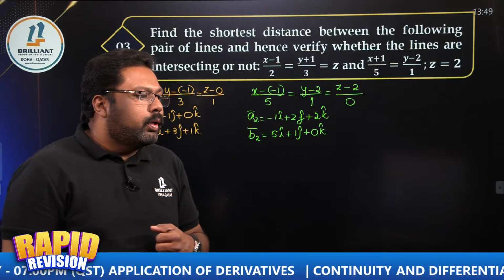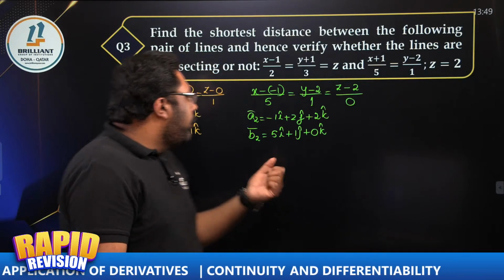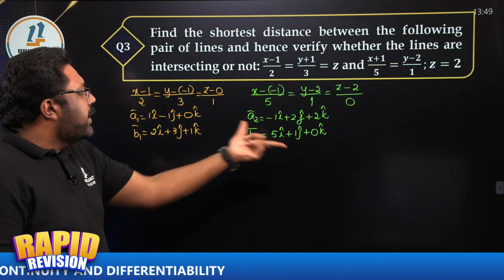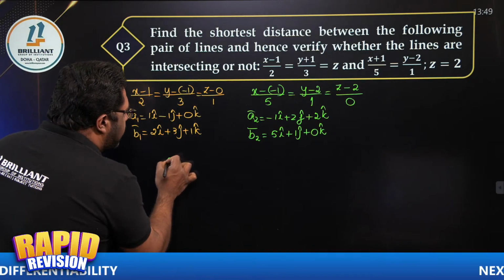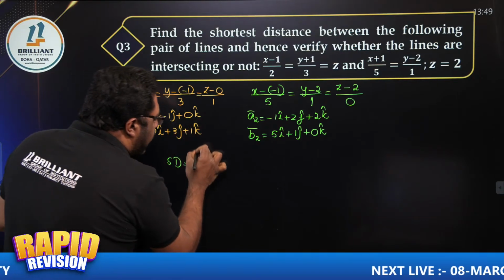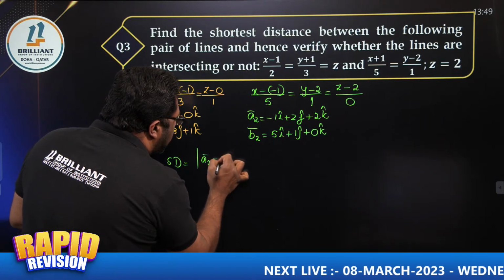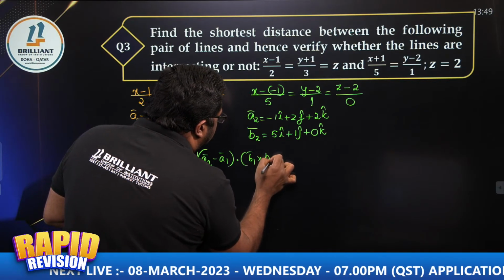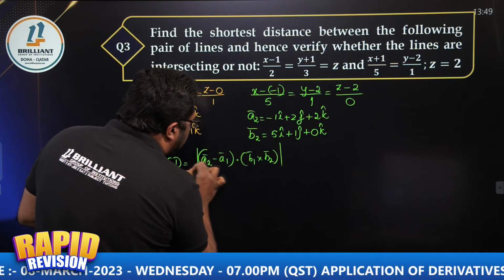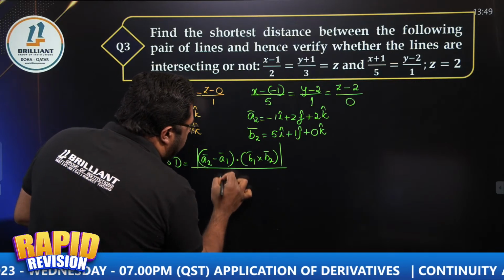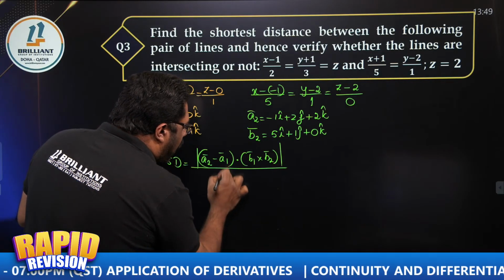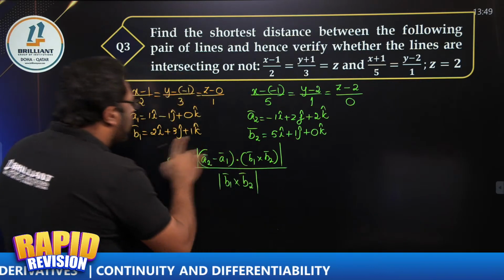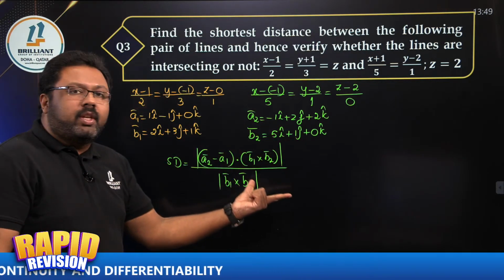Clear, all of you? Please, very important. First, identify the a1 vector, a2 vector, b1 vector, b2 vector. For shortest distance, I'll write the formula once again: modulus of (a2 minus a1) dot (b1 cross b2), divided by the magnitude of b1 cross b2. Both the direction ratios are different, so it's a pair of skew lines.